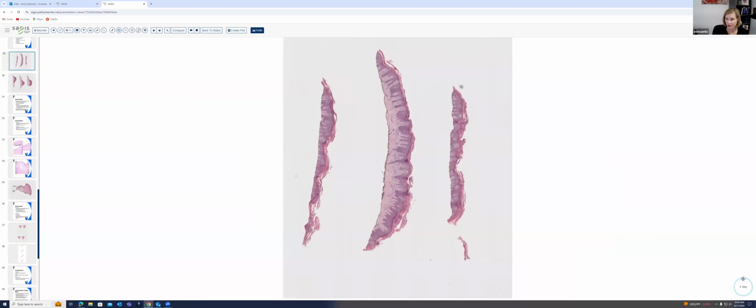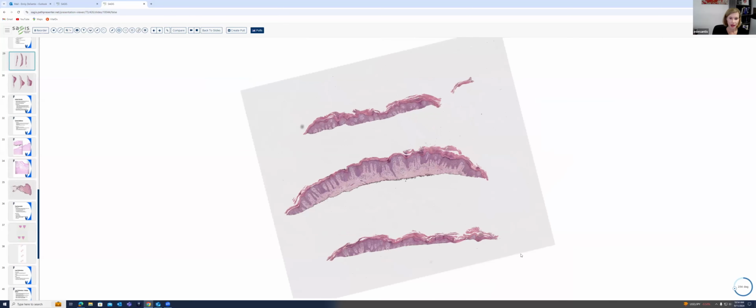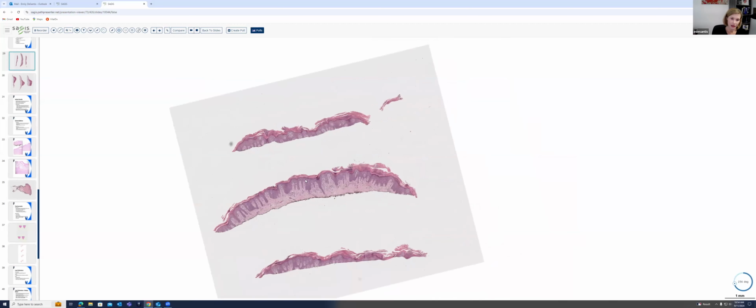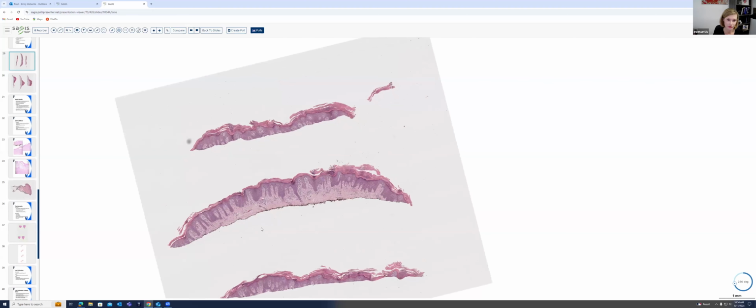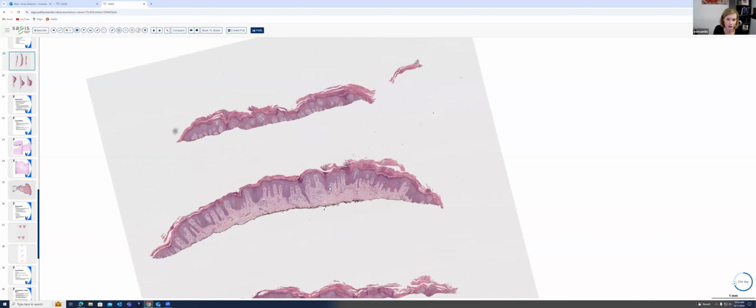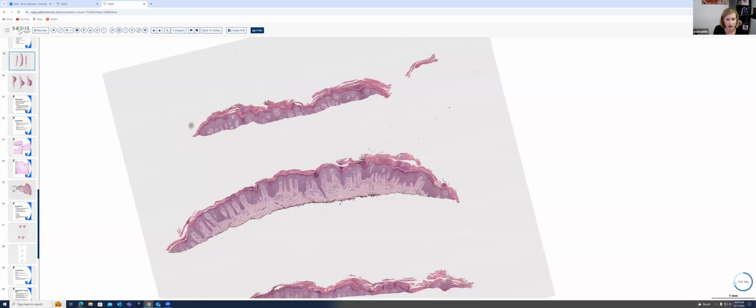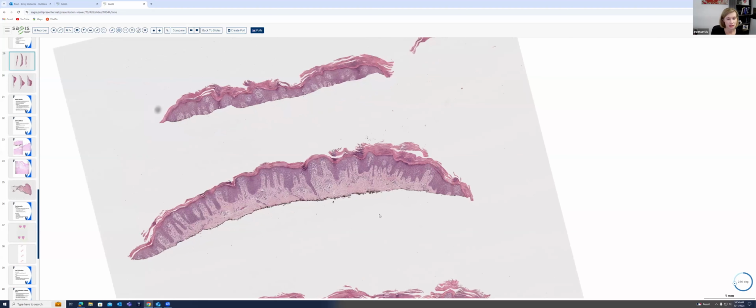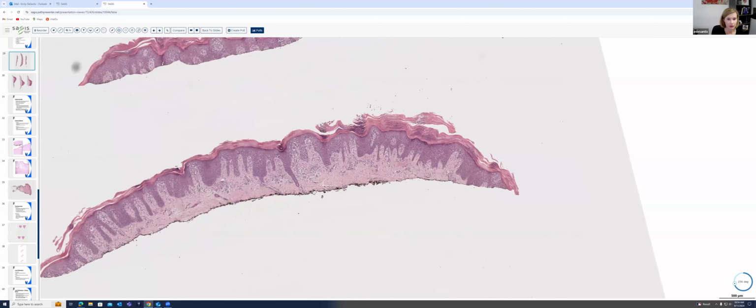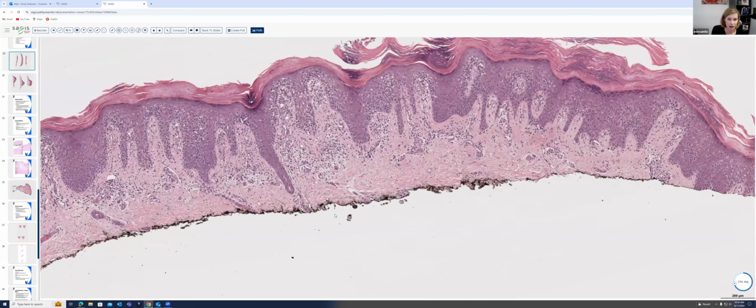Here we have a case that at low power shows some hyperkeratosis. Hard to tell at this power whether it's parakeratosis or orthokeratosis. And then we have acanthosis, fairly regular, and probably some sort of mild infiltrate within the dermis. So at this power, we may be thinking possibly psoriasis, maybe this is a chronic spongiotic dermatitis. But we always want to zoom into higher power.